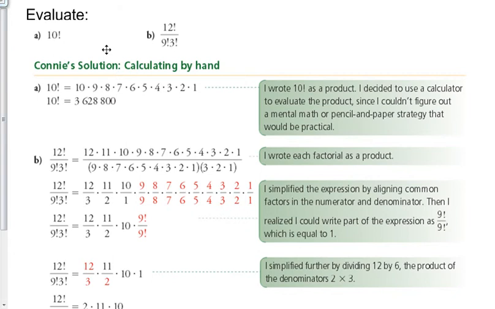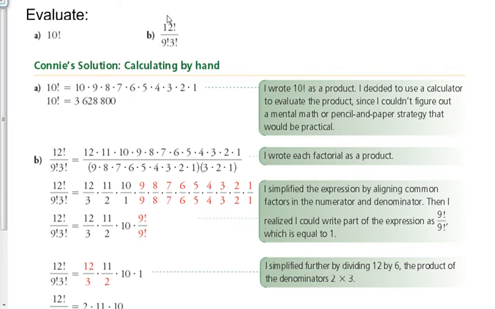Here's an example involving more factorial notation. To evaluate 10 factorial, you can plug it into your calculator to get the answer, or you can do it longhand: 10 times 9 times 8 times 7 times 6 times 5 times 4 times 3 times 2 times 1. Either way, you'll get the same answer.